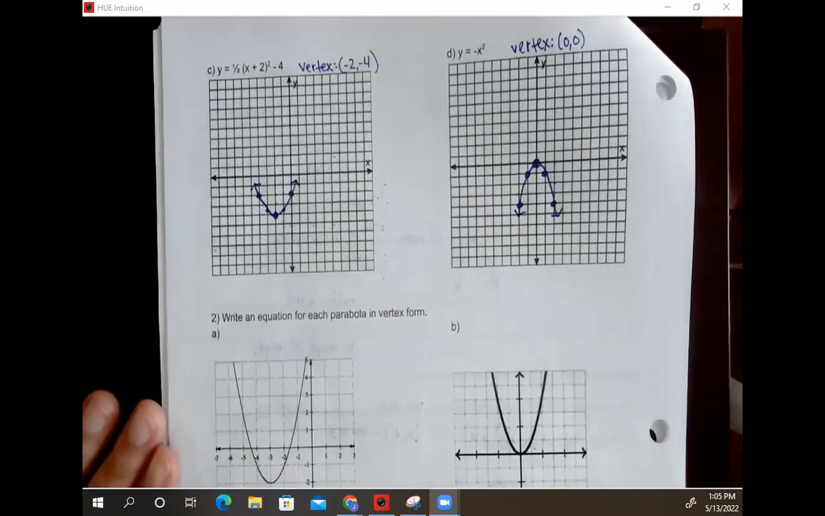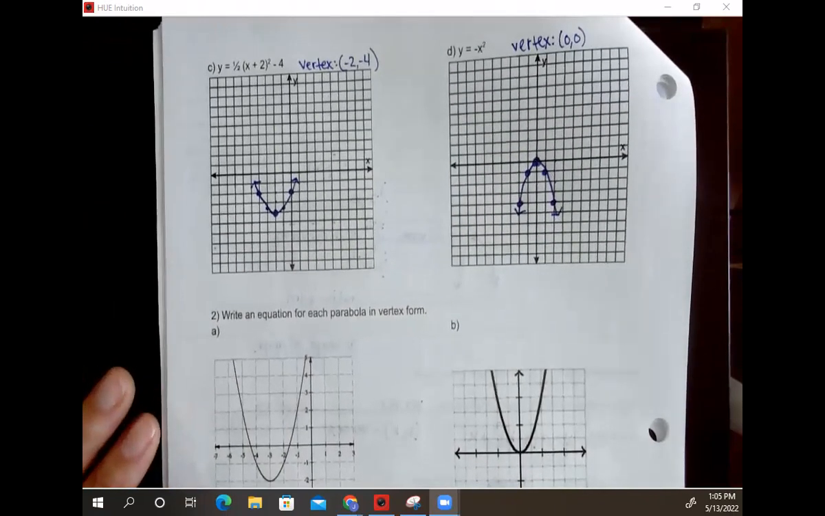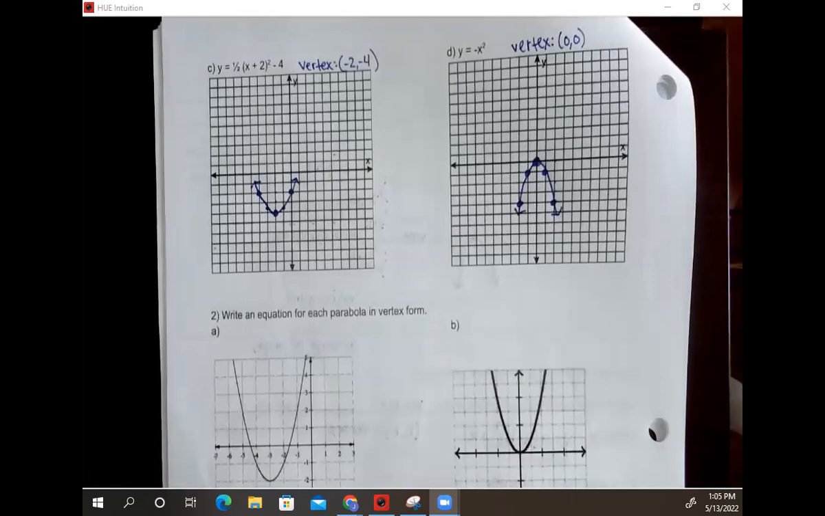Okay, so with a function, we can create the graph. Now we're going to go the other way. With the graph, we're going to create the function. We're going to do this in the same order though. I'm going to start by identifying the vertex and then look at the shape to determine my A value.